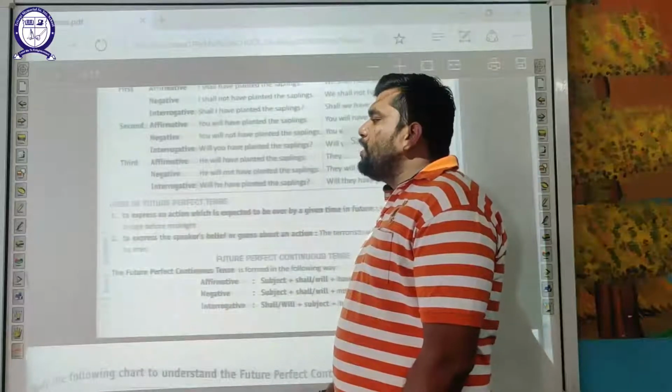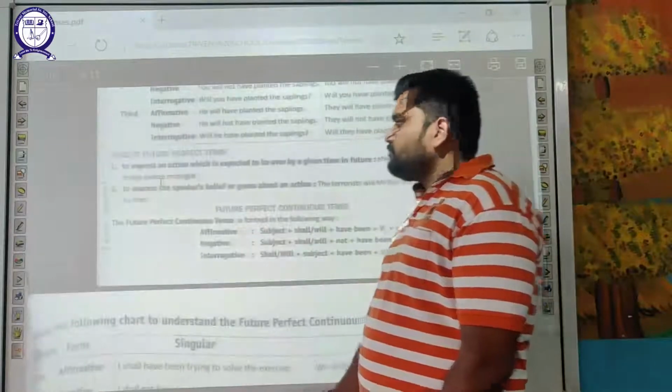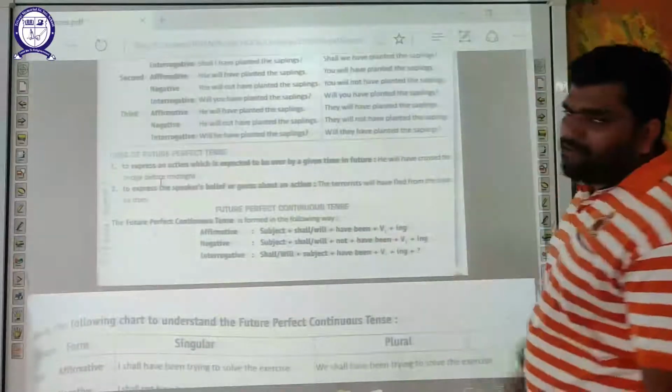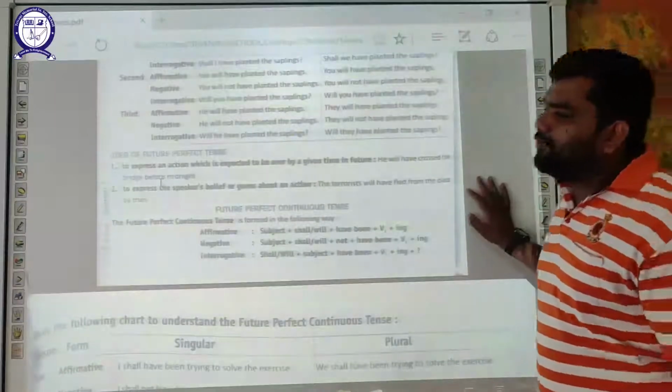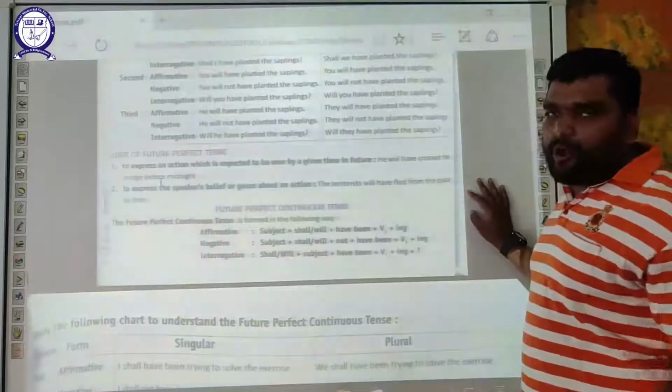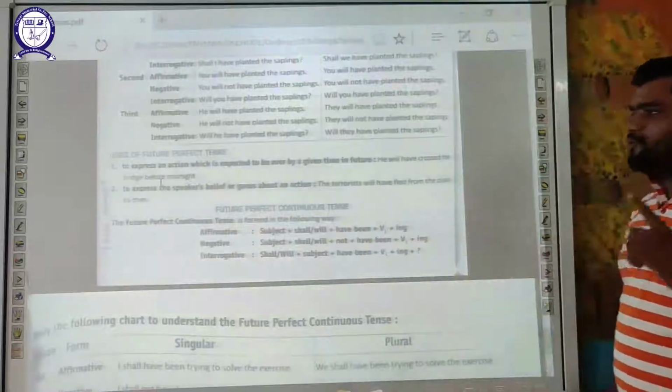These were the examples. Where to use these now? To express an action which is expected to be over by a given time in future. He will have crossed the bridge before midnight. To express the speaker's belief or guess about an action: the terrorist will have fled from the place by then.